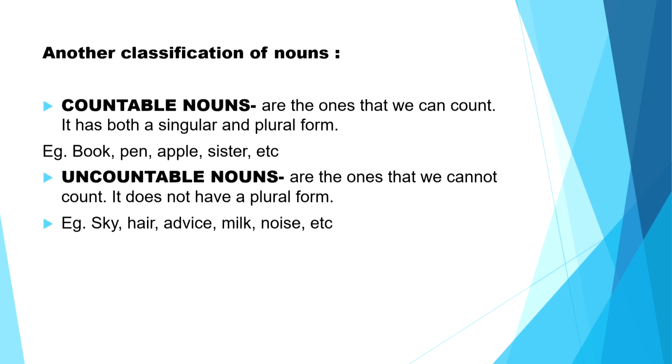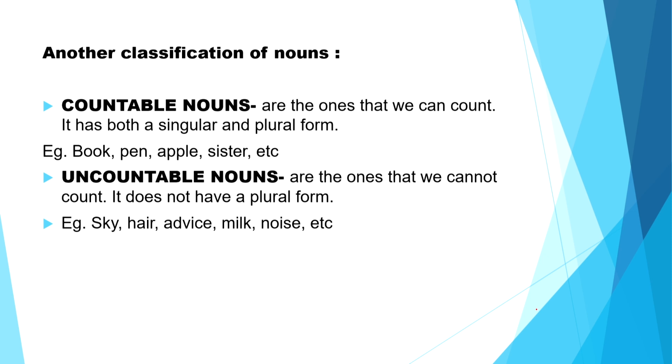Now comes another classification of nouns. Nouns can be broadly classified into two categories, countable nouns and uncountable nouns. Countable nouns are the ones that we can count. It has both a singular and a plural form. For example, book, pen, apple, sister. So, these are all countable things. You can count the number of books that have been kept on a shelf. So, these are all your countable nouns.